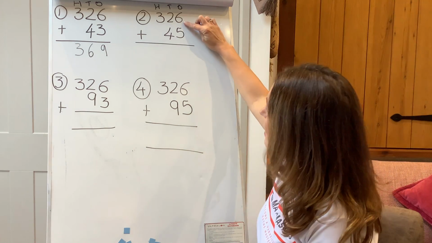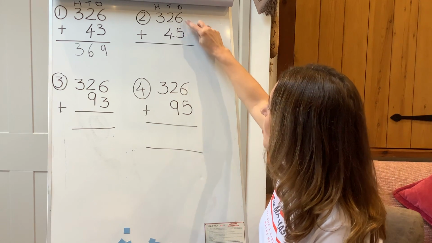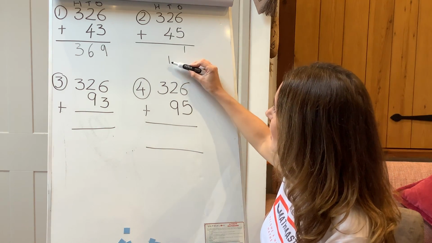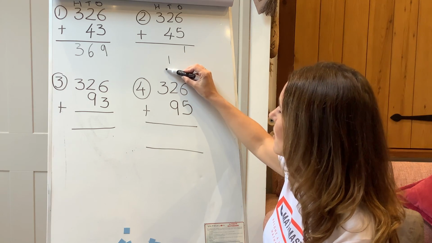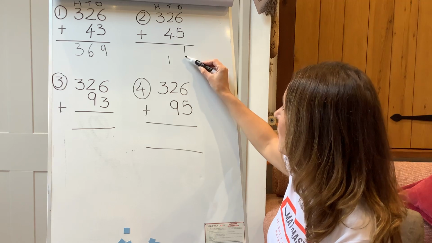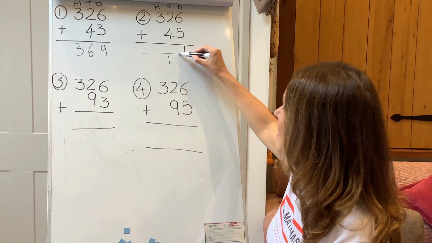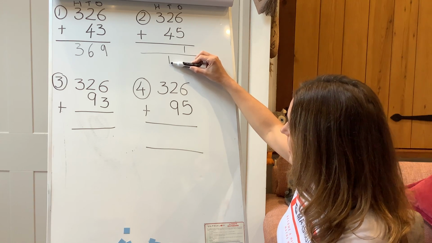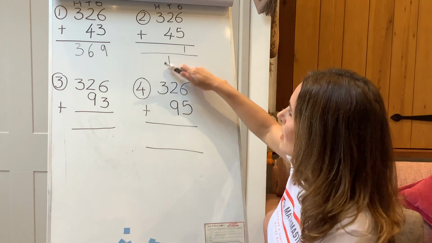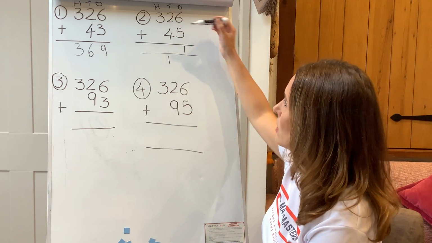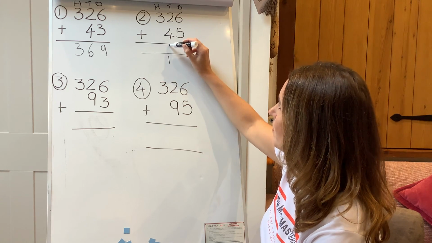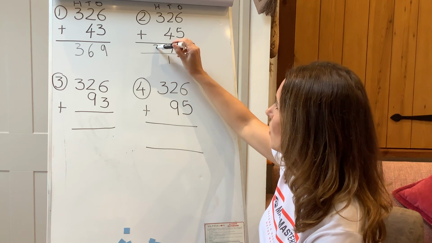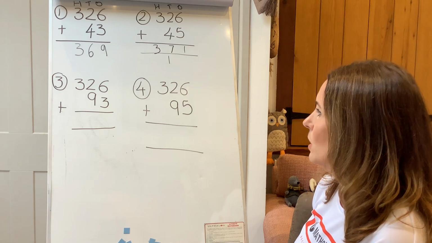Okay, hopefully you realise that you're going to have an exchange in this column because we've got more than 9 ones. So 6 and 5 is 11. So we put those 10 ones that make up 11 over here, and we've got 1 left over, so that remains in the answer. And this 10 lot of ones we exchanged for 1 10, so we've got an extra 1 10 in our 10s column, and then we can add that 1 10 to the others. We've got 4, 5, 6, 7 10s. Then here we've got just 300 on its own, and it makes 371.